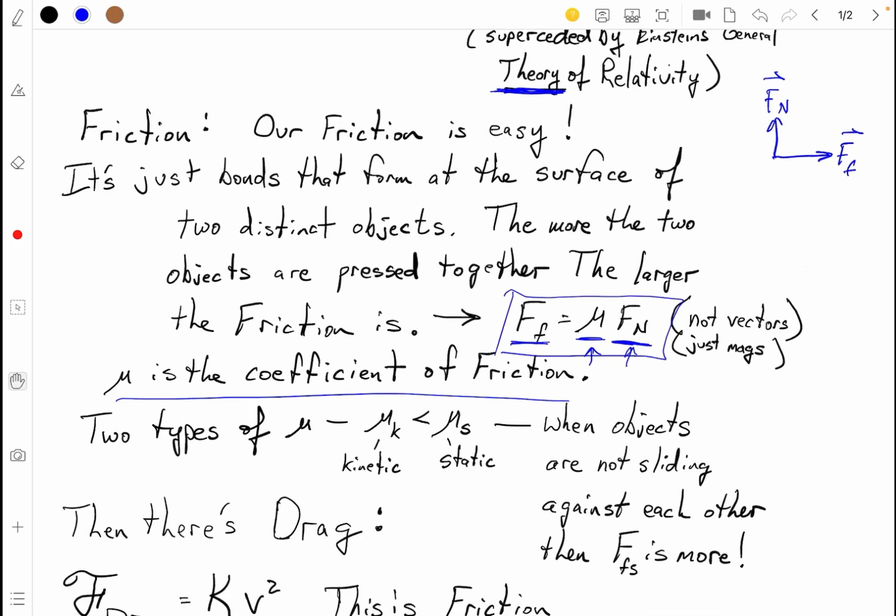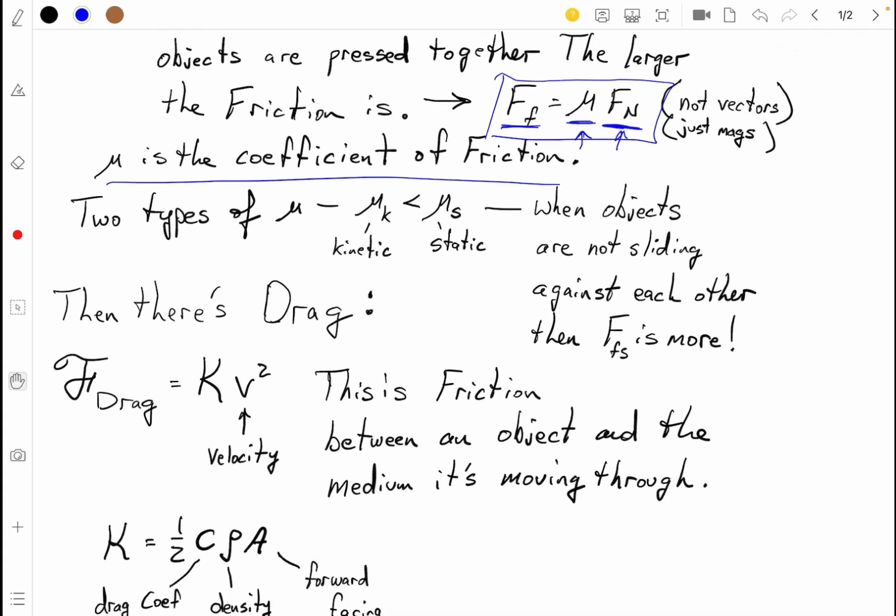So there are two types. You guys know this. Kinetic and static. We've got mu kinetic and mu static, and we know mu static is greater than mu kinetic, and we talked about why. When objects are not sliding, the force of friction is more because they're wanting to be bonded more. If they're sliding, they don't have as much time to allow the electrons to find their minimal positions, and therefore the bonding is minimized.